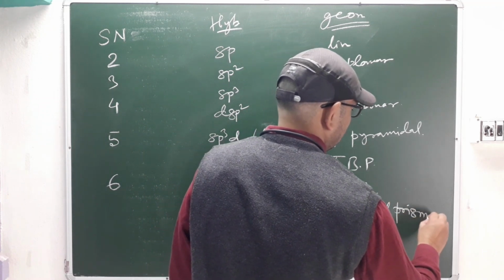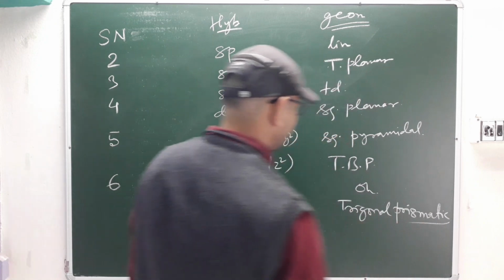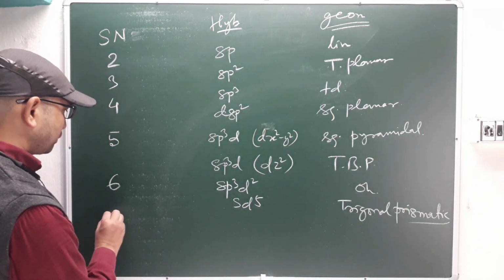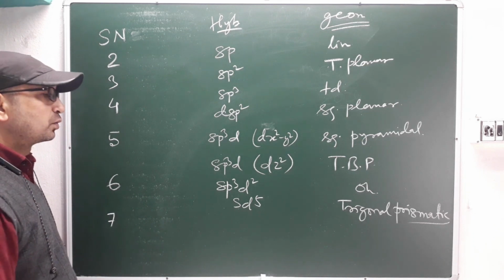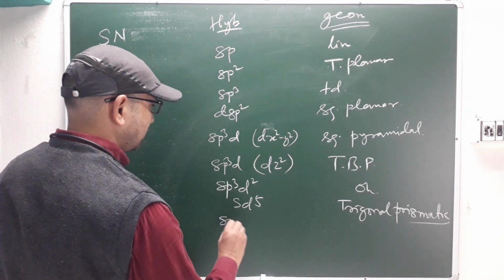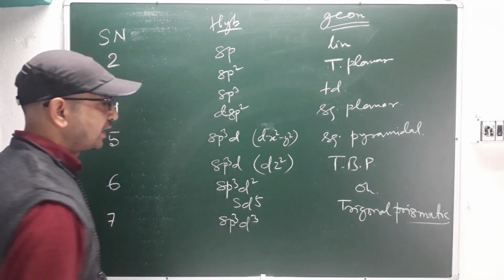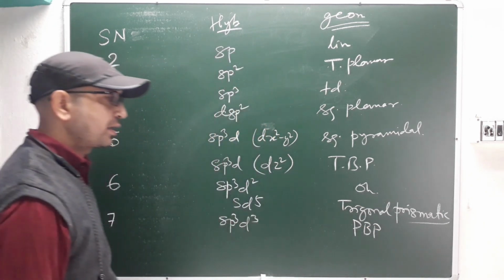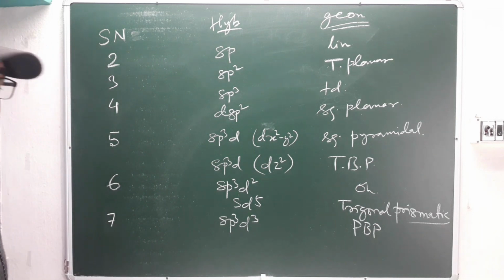Trigonal prismatic, correct? Then it will be trigonal prismatic. If suppose it is 7, then it will be sp3d3, and then it will be pentagonal bipyramidal, okay, pentagonal bipyramidal for d7.